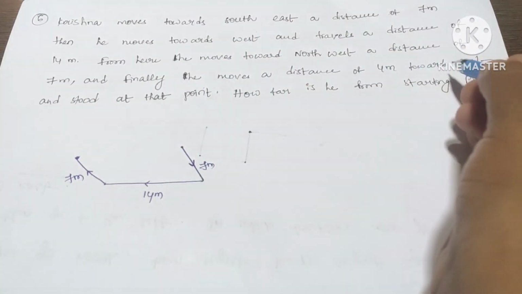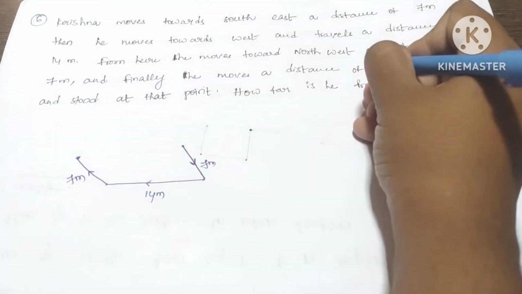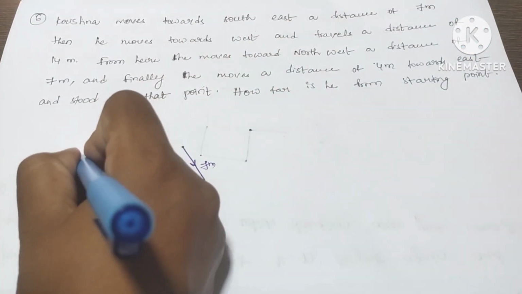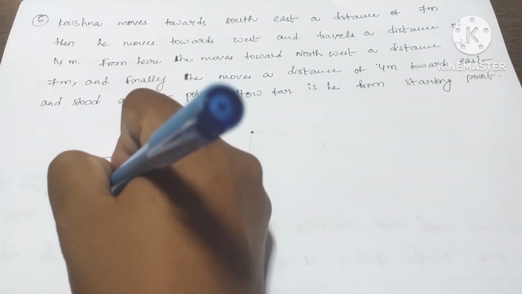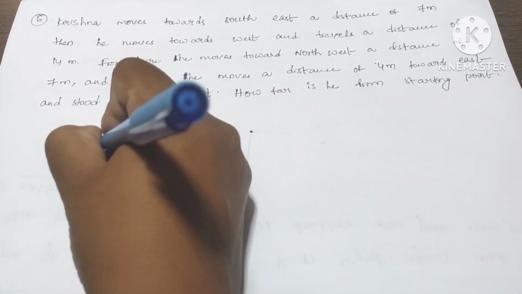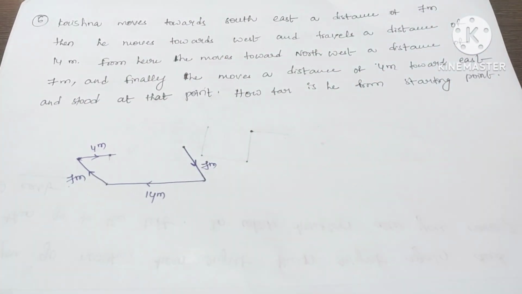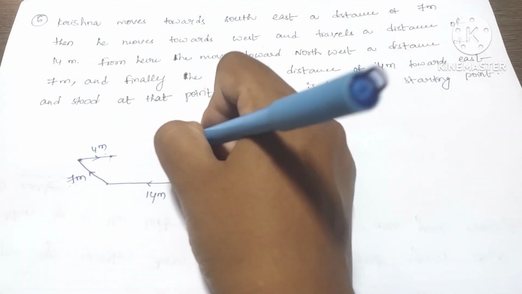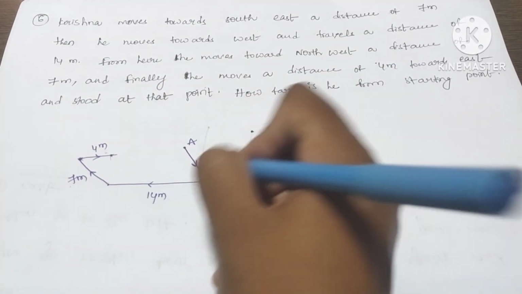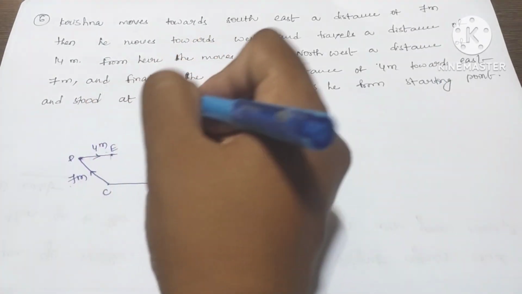And finally, he moves a distance of 4 meters towards east. From here to here, we have to take 4 meters, and he stood at that point. Now Krishna is at this point. Mark these as C, D and E.